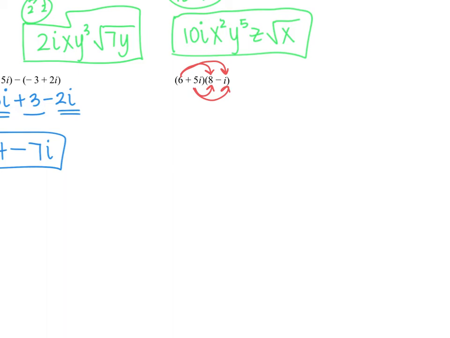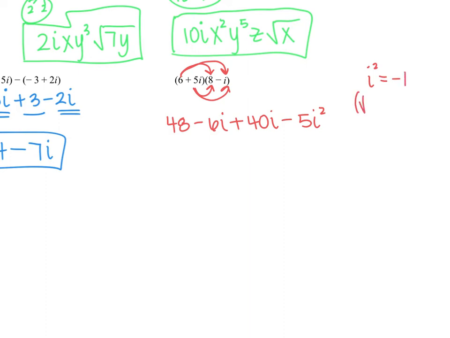So our first two terms are 6 times 8, which is 48, and then 6 times negative i, which is negative 6i, 5i times 8, which is 40i, and then 5i times negative i, which is negative 5i squared. So we have to simplify the i squared. So from the notes, we know i squared is equal to negative 1.